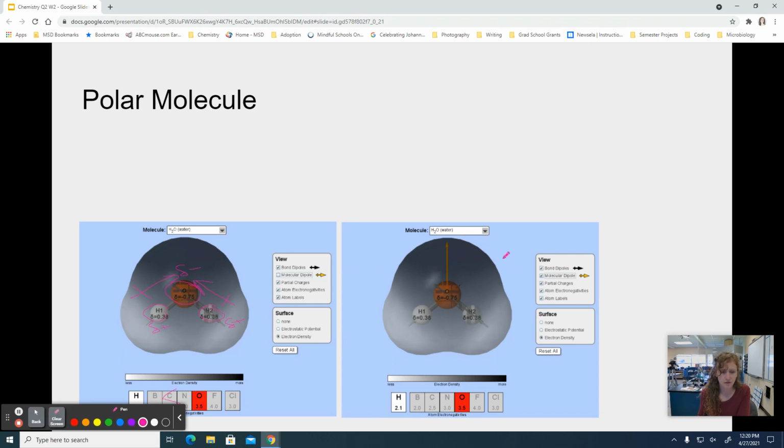So same drawing, you can see electrons are shifted towards the oxygen, away from the hydrogen. And here, this little yellow line, that's your molecular dipole. So the two bond dipoles come together and form a molecular dipole, making water a polar molecule. Okay, you don't really have to understand anything on this slide as long as you know that water is a polar molecule.